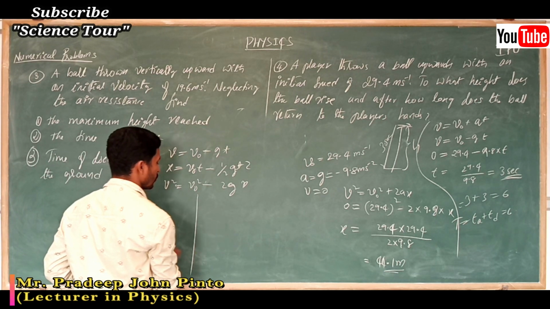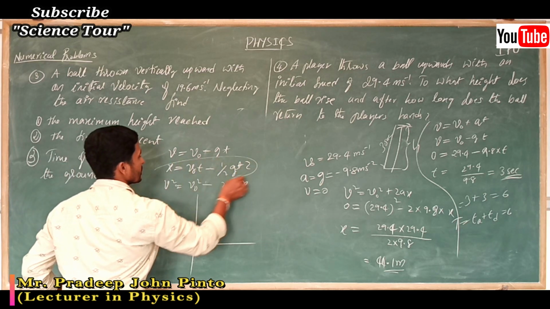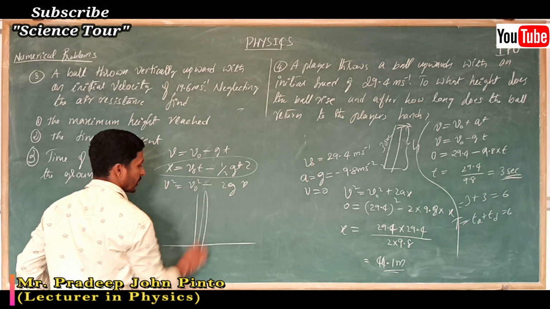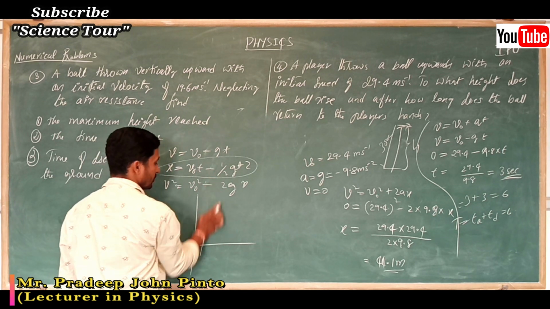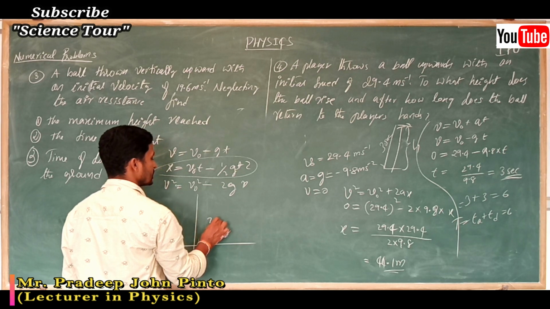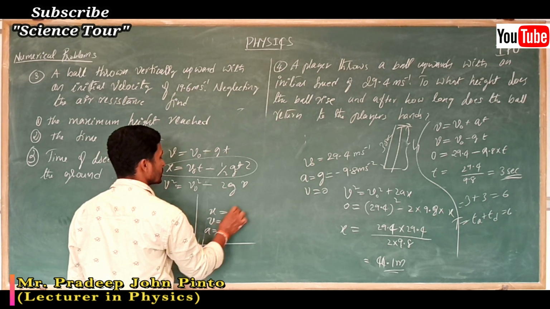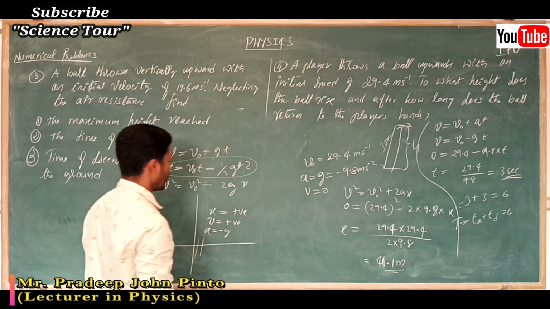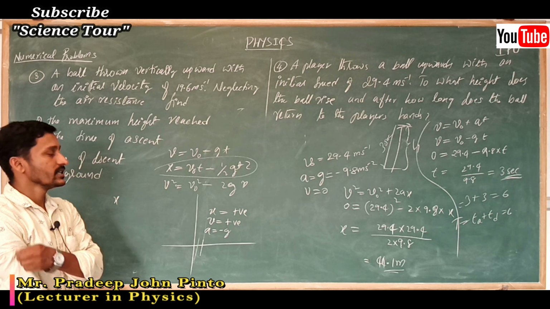Suppose you have to find out the quantity X, which you don't know, in the upward and downward motion. Then what you have to do? If it is going upward, acceleration is minus g, velocity is positive, displacement is positive. Whichever the quantity, that is called sign convention.